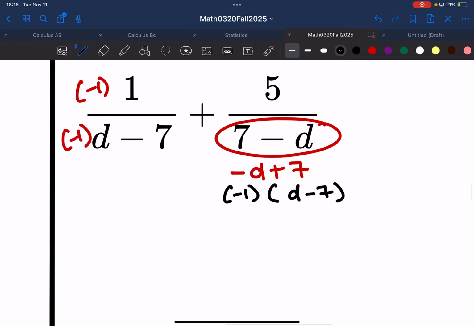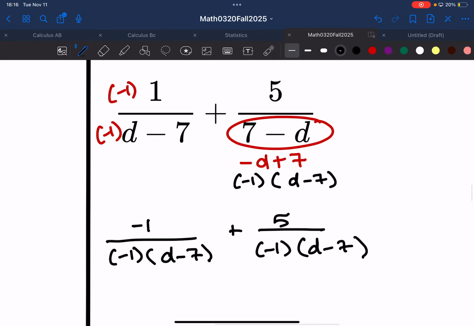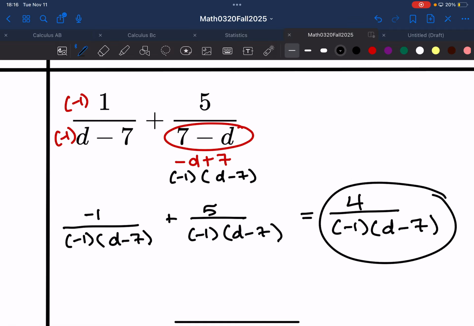So then we have -1, because -1 times +1 is -1. And on the bottom, I'm just going to leave it factored like that: -1 and then d minus 7. On the other side, I have 5 over -1 times d minus 7. Now that I have a common denominator, what am I doing with the numerators? Adding them. So what's -1 plus 5? 4. So I have 4 over -1 times d minus 7. That's my answer.